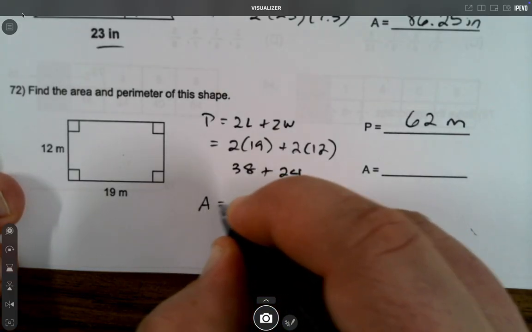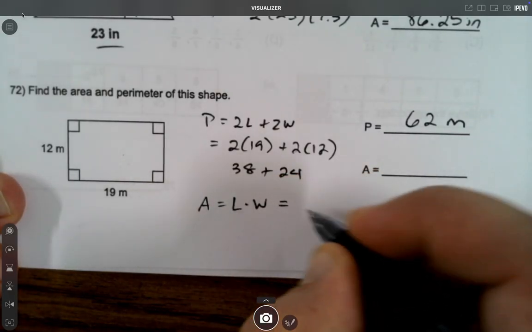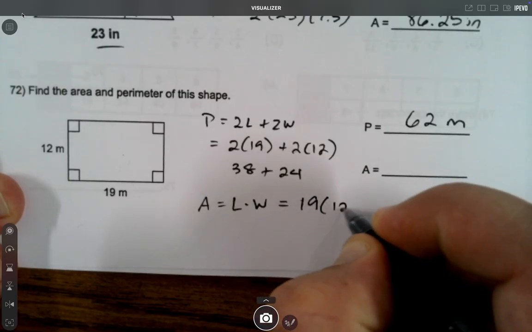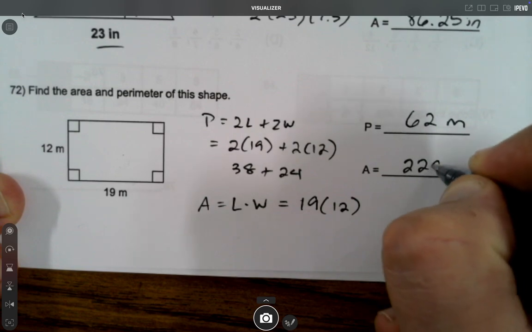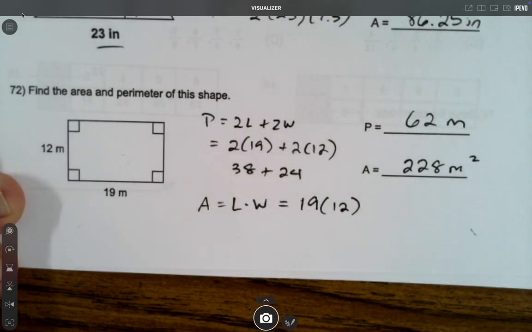Then for the area, we do length times width, which is 19 times 12. We multiply those two together, and we get 228 square meters.